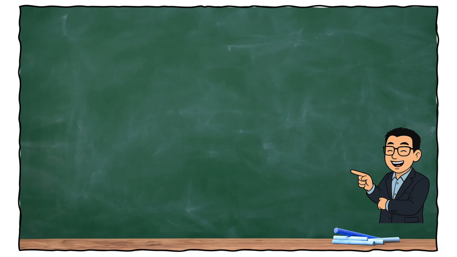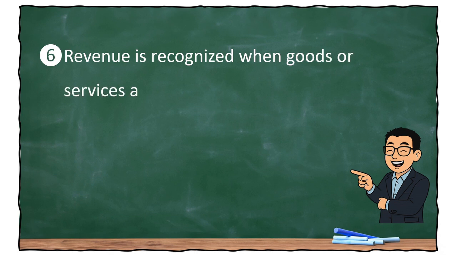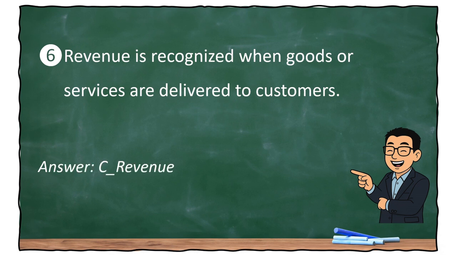Let's look at number 6. Revenue is recognized when goods or services are delivered to customers. The answer is C. Revenue recognition principle. Revenue is recorded when it is earned, not when cash is received, giving a more accurate picture of operations.